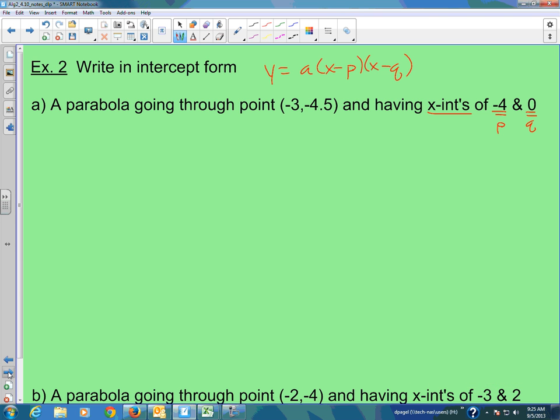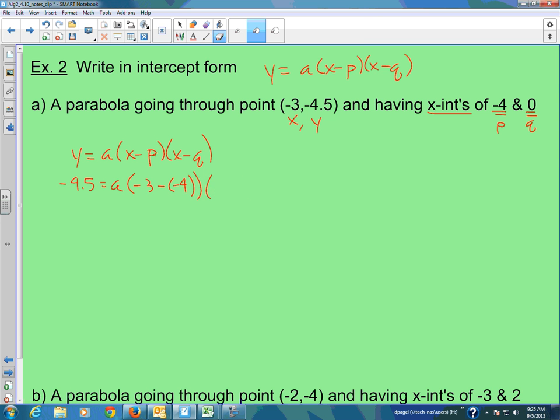Okay, we also have been given, again, a point that could be useful to me. So we start out with the generic form. We plug in what we know. So I have a Y value of negative 4.5. Don't know A. An X value of 3. A P value, the first one is the negative of a negative 4, so we're going to be adding that 4. And then an X, which again is negative 3, minus 0.